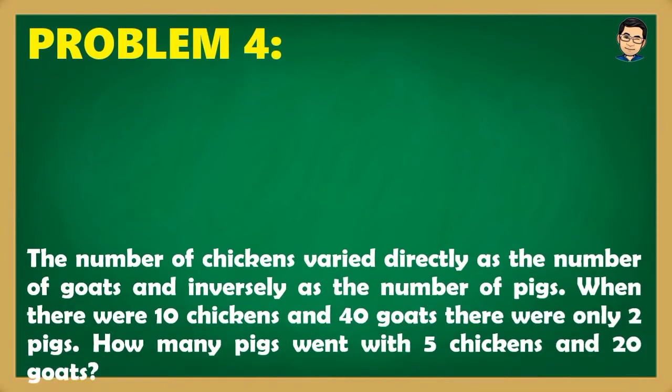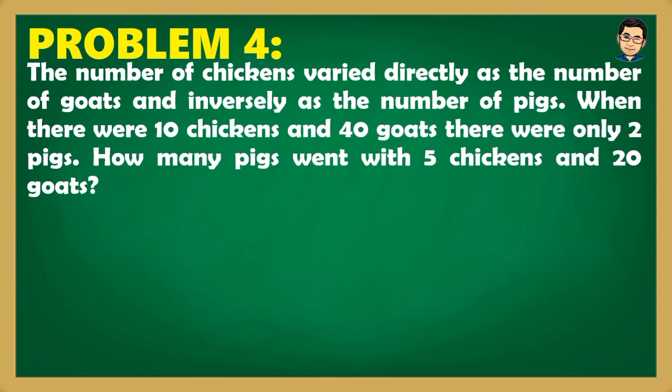For our last problem, the number of chickens varied directly as the number of goats and inversely as the number of pigs. When there were 10 chickens and 40 goats, there were only 2 pigs. How many pigs went with 5 chickens and 20 goats? So, the number of chickens, so C, varies directly as the number of goats. So, G, so pwede natin gamitin K, then G nga, all over the number of pigs, so P.